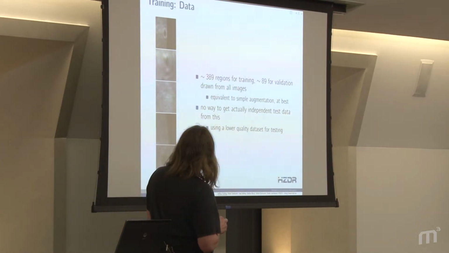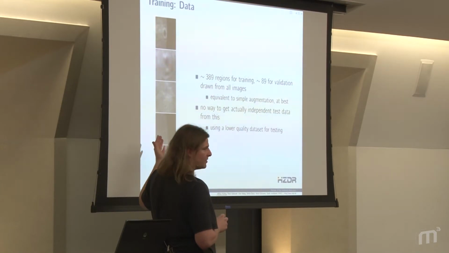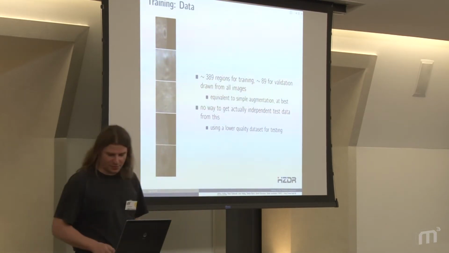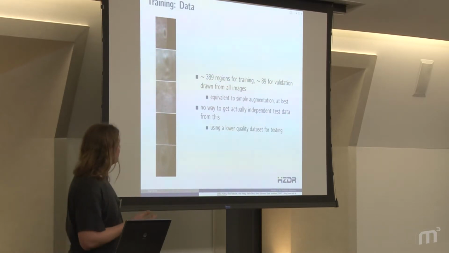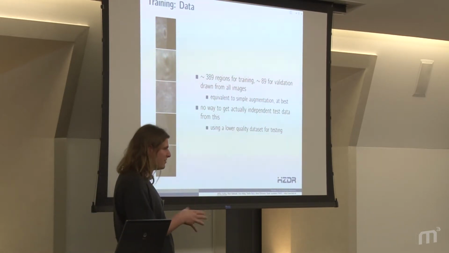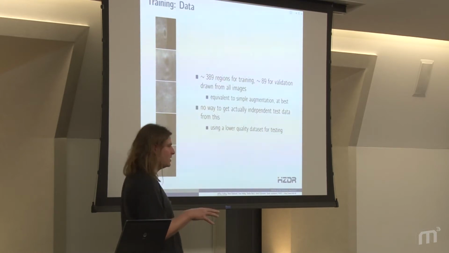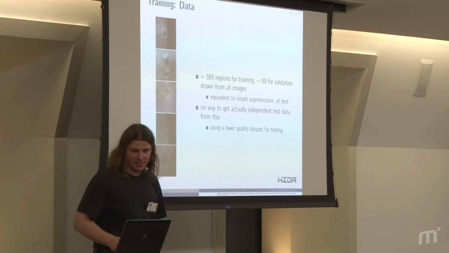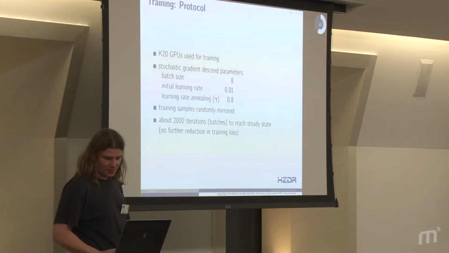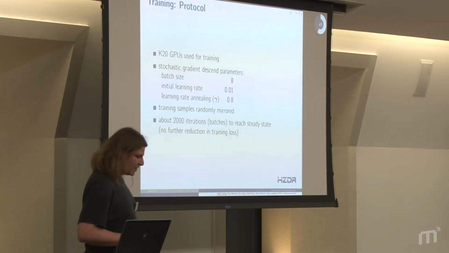Independent test data would mean we need to reserve another data set from this. That's really not working. But we do have a lower quality data set, which is also from a different broken mirror, but it's really poor quality. It's not what the beam would actually look like. It's because when they did experiments, that was in the wrong stage of the laser, where the laser is not as clean as it would actually be. But we use this for testing and get some interesting results.